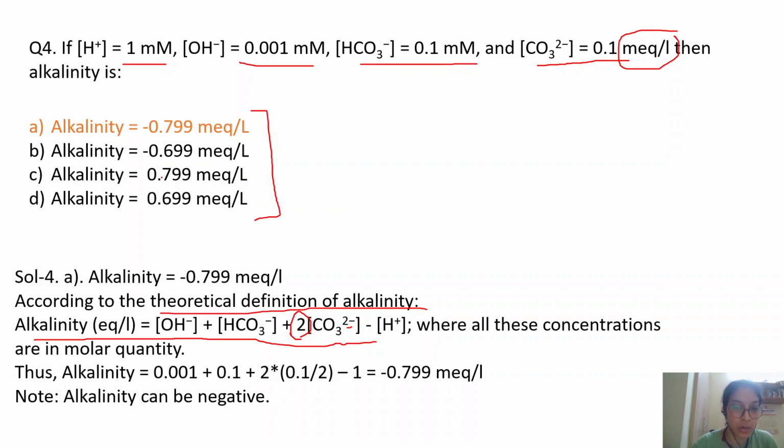Thus alkalinity is what? 0.011 plus 0.1, molar concentration, 2 into 0.1, and minus 1. Because it was in milliequivalents per liter, that's why we converted it to molar concentration by dividing it by 2. That's why we are getting 2 here.